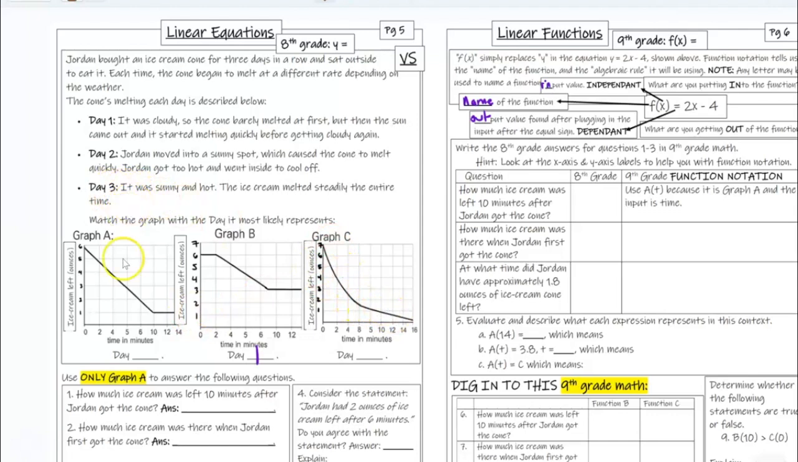So let's read day 3 and see if it gives us clarification between the difference. It was sunny and hot. The ice cream melted steadily. Okay, so that word steadily means at a constant rate. And we've talked about linear functions or linear equations, so this will be the constant rate. So this is going to be day 3 and then this one's going to be day 2.